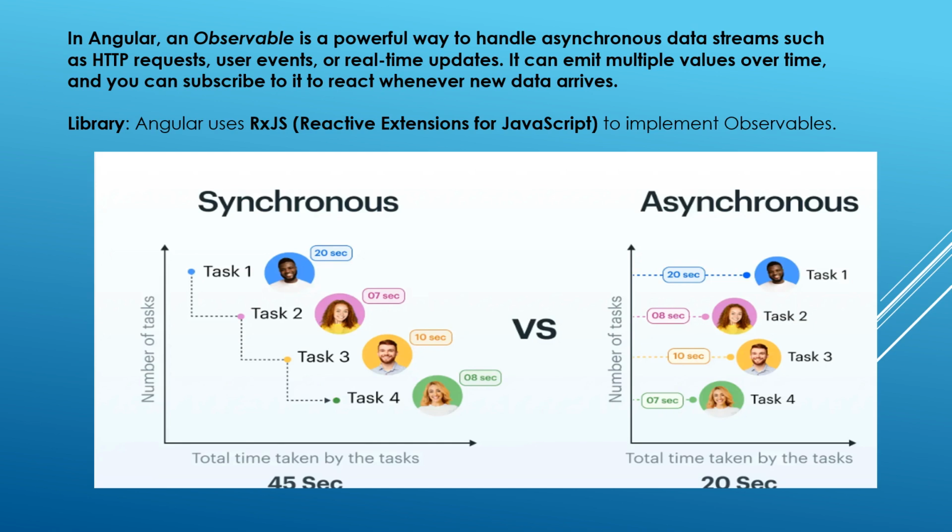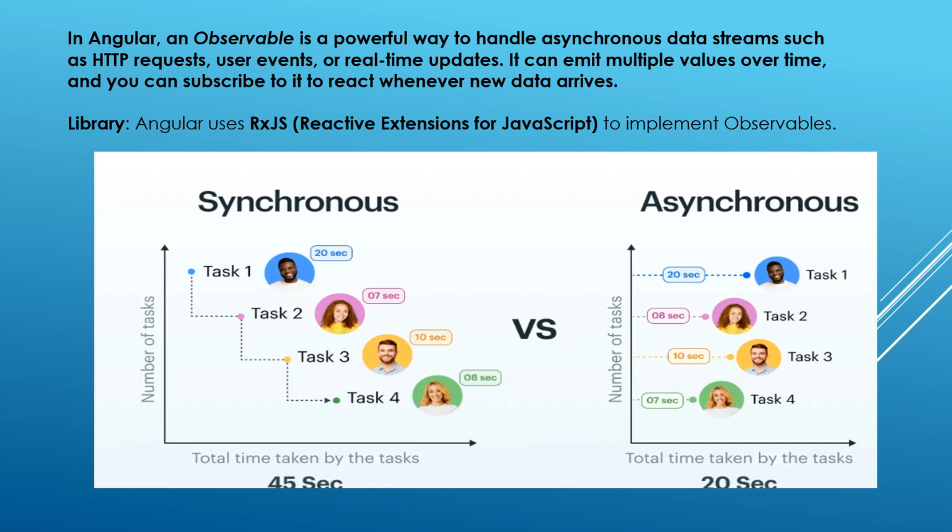In synchronous programming, we have multiple tasks. Suppose task 1, task 2, task 3, and task 4. All the tasks execute one by one. Once task 1 is complete, then we move to task 2, then task 3 and task 4. But in asynchronous programming, all the tasks 1, 2, 3, and 4 are processed parallelly.